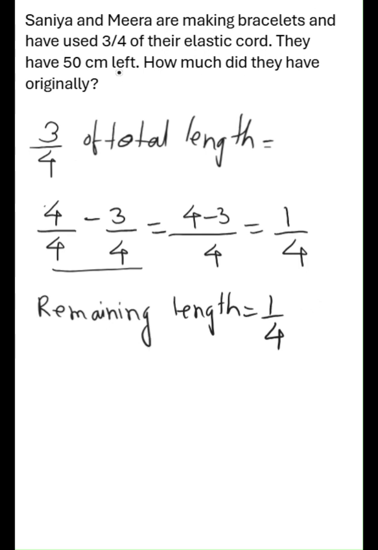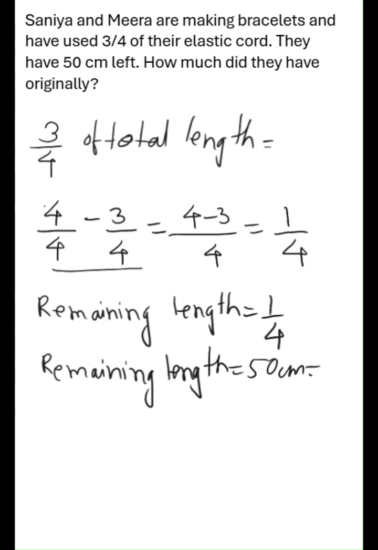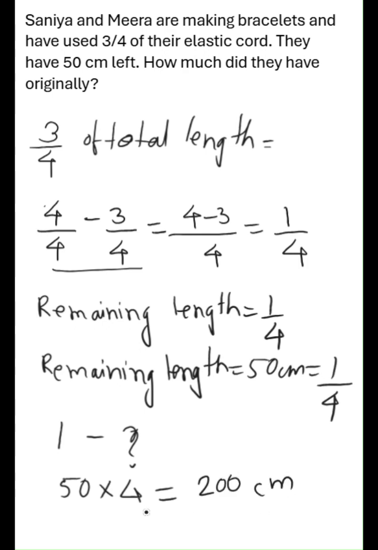Now they are saying they have 50 centimeter left. That means the remaining length is 50 centimeter, which is 1 by 4th of the total length. So 50 centimeter is 1 by 4. How much will be the one whole length of the cord? It will be 4 times this. So we do 50 multiplied by 4, which is equal to 200 centimeter. So originally they had 200 centimeter of elastic cord.